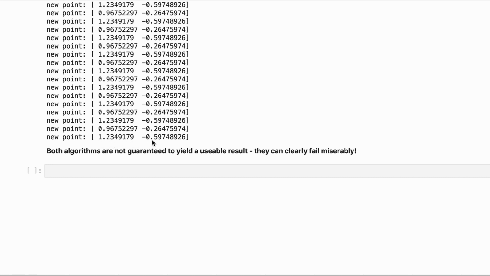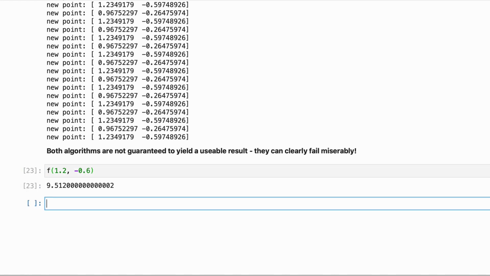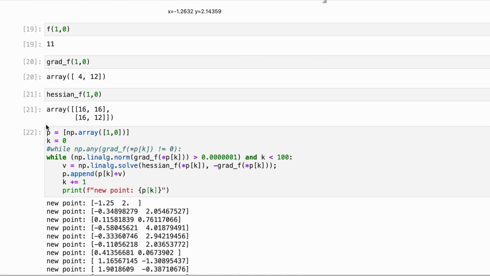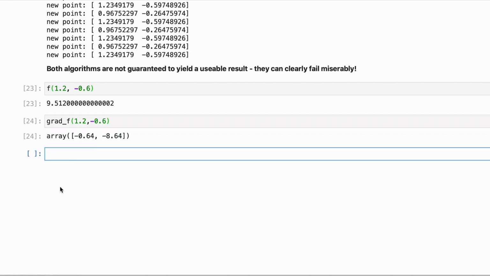1.24 basically, and minus 0.6. That's still far away from the point we suspected, right? Let's enter that just to see. 1.2 and minus 0.6, like this. So the function value here is 9. And remember, we started with 11. So we're a little below what we started with. But if you look at the gradient, that's still far away from zero, right?